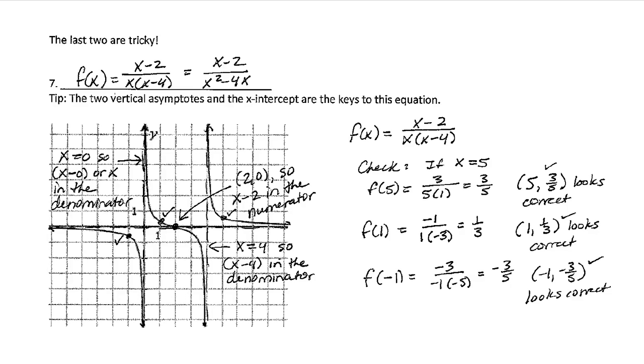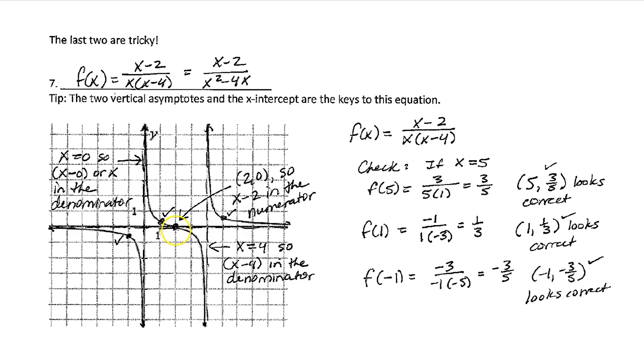I wrote here that the last two are tricky, but actually number 7 I don't think is terribly bad. Let's start with our vertical asymptotes again. We have a vertical asymptote at 0 and at 4. 1, 2, 3, 4. Yes, at 4. So that means x minus 0 and x minus 4 are in the denominator. And x minus 0 could just be shortened to x. So I have x times x minus 4 in the denominator, giving me my two vertical asymptotes.